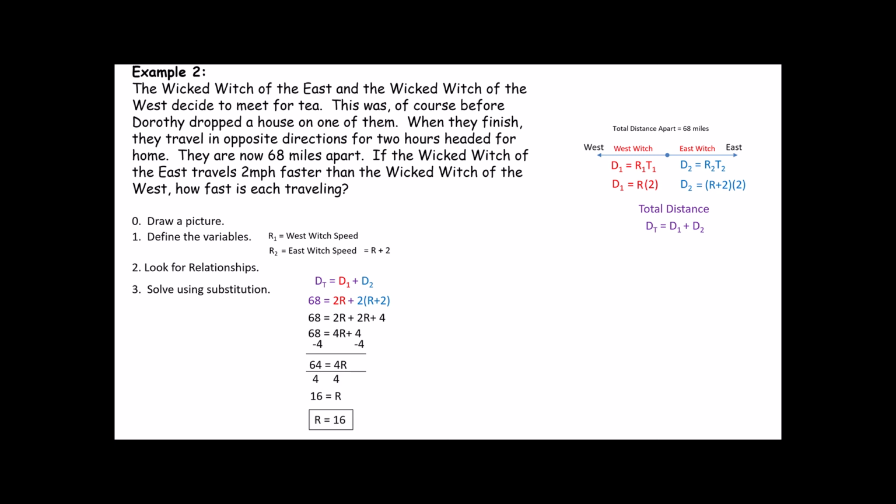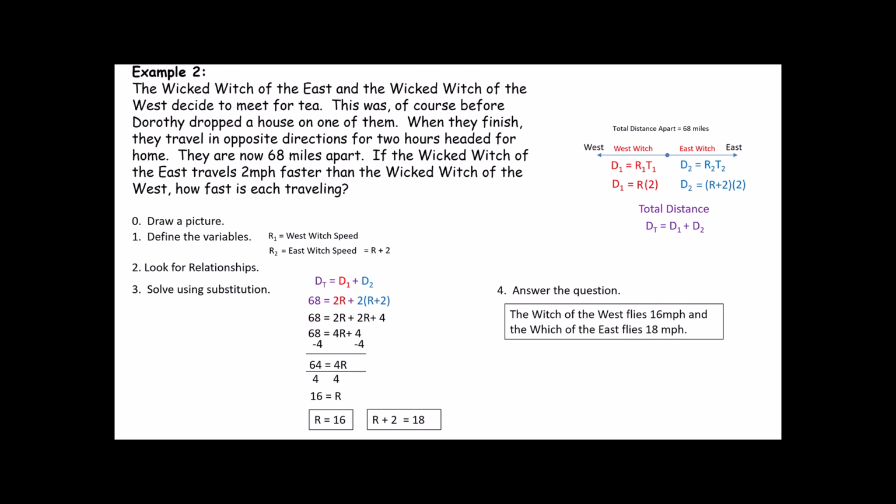Now, if my West Witch, or my R1, is 16, R2 is R plus 2, which is 18. The Wicked Witch of the East is going 2 miles per hour faster than the Wicked Witch of the West. Make sure we answer the question. The Wicked Witch of the West flies 16, the Wicked Witch of the East flies 18, and yes, I am aware that's a typo. That is the homophone witch, which happens to sound like witch. Must be a little bit of an autocorrect in there someplace.